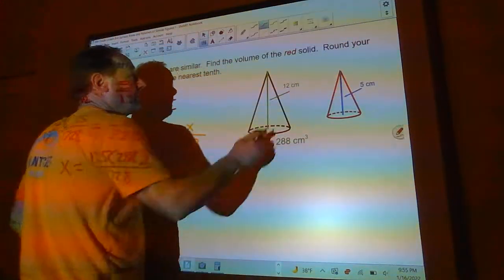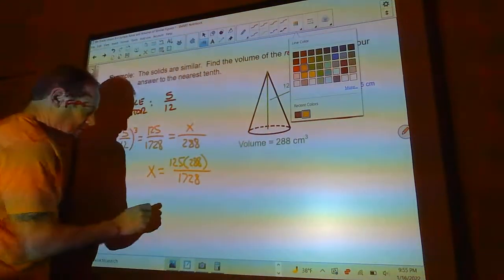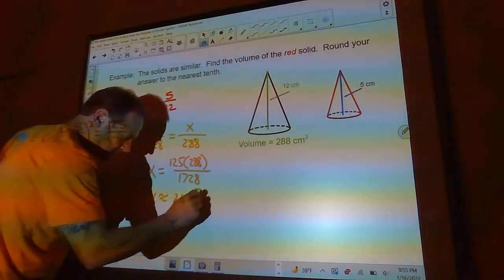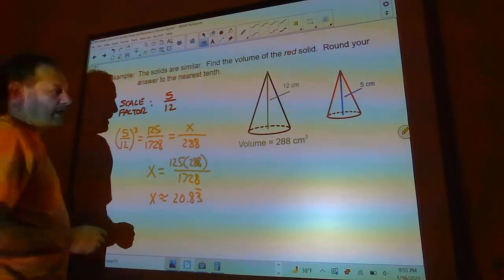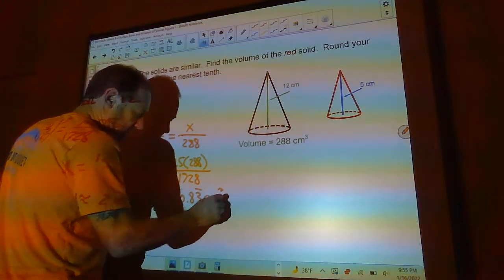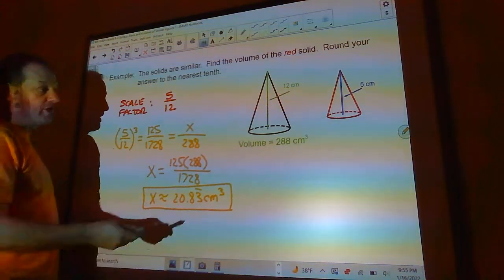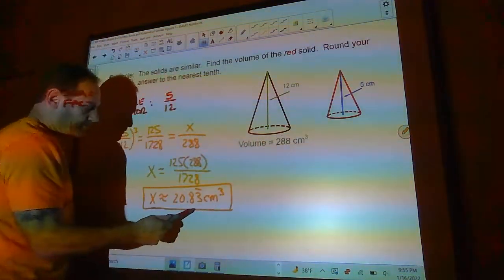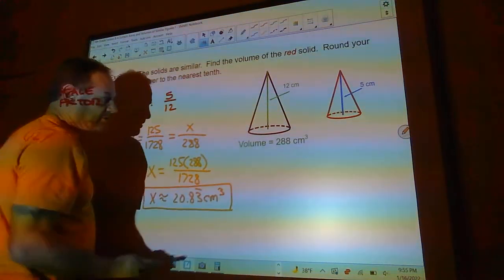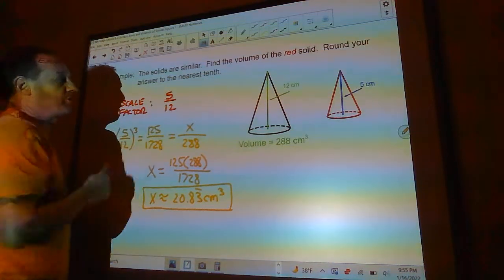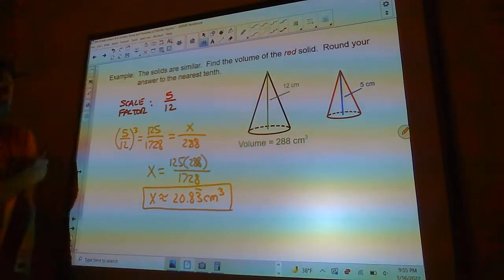Okay, that's going to be in cubic centimeters. Again, always double check. The smaller cone has the smaller volume, and it's a lot smaller. You got to remember, when you take something like this and you multiply it by itself 3 times, it's going to shrink really quickly.